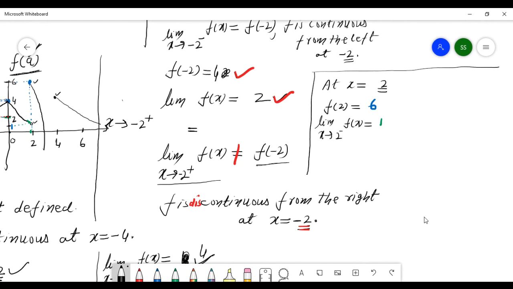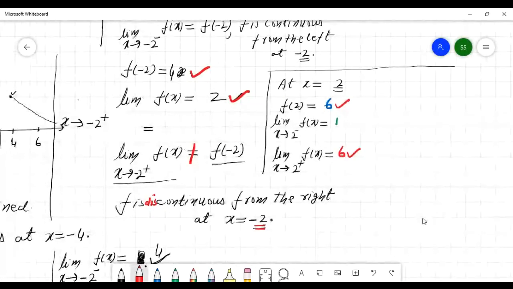And what is the right limit? Limit x goes to 2 from the right of f(x). Okay, this equal to what? From the right, x goes close to here, and the graph coming here is at 6, equal to 6. Okay, so now look, f of 2 is 6 and right limit is 6, same, that is continuous from the right, not continuous from the left.